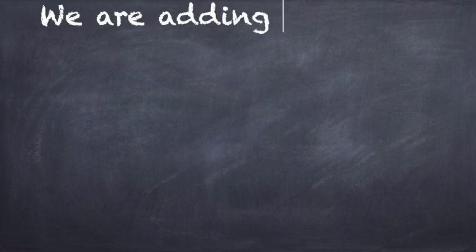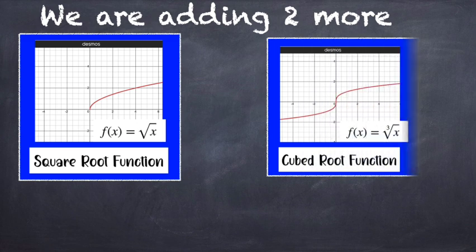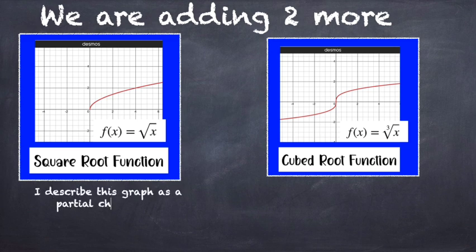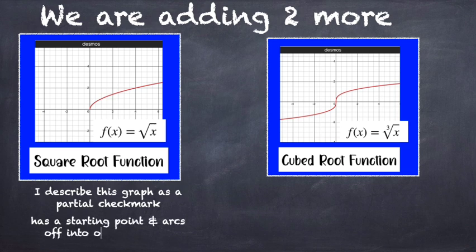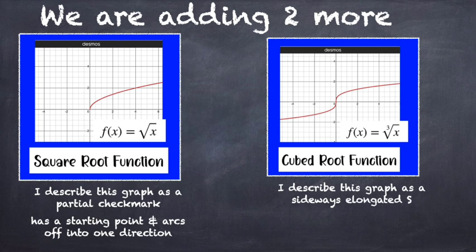Now, what we're going to do is add 2 more. We're going to add our square root function, and we're going to add our cube root function. Notice our square root function, and I kind of describe it as a partial check mark, okay? So I have a starting point, and I go off in one direction. We have f of x equals the square root of x. In our cube root function, we have a sideways looking S. It's a stretch for our imagination, but it does give us an idea of what the graph looks like. And we have to know these. We have to identify them and categorize them.